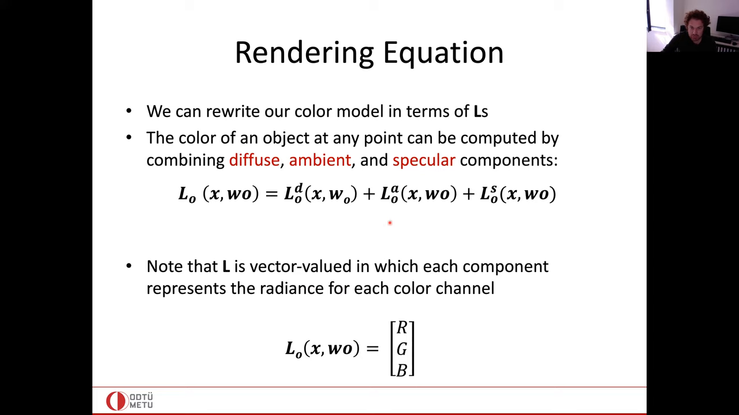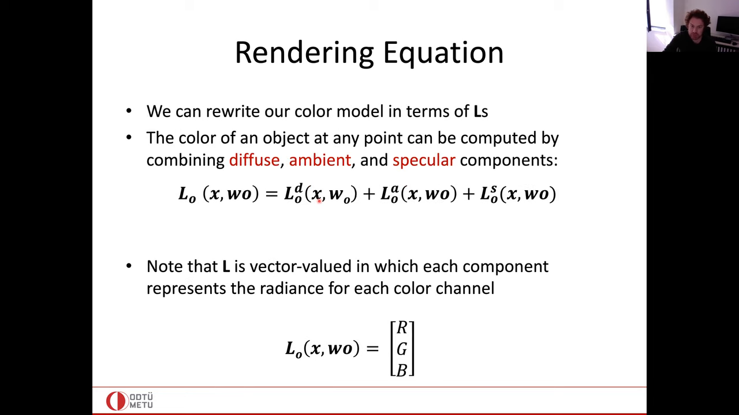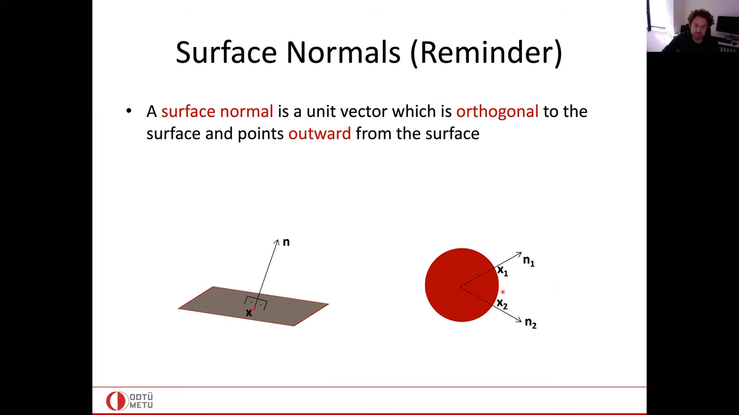Let's make it more clear. Notice that this L output A, the ambient term, is actually outside. It doesn't depend on your light sources. What depends on the light sources is the diffusion term as well as the specular term. So I put these LD and LS terms inside this sum, which is a discrete sum over light sources, not a continuous integral, another simplification. That is the rendering equation, and it supports multiple lights. In this picture, I can tell you that I have two lights around because of the two specular reflections.